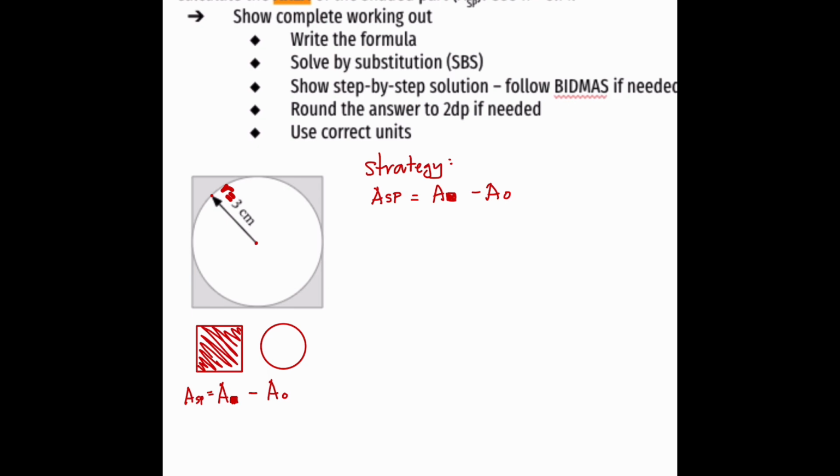Now, let's talk about formulas. Okay, what do you know about the formulas? We know that the formula of the square is s squared. Area of the square is the side squared minus area of the circle, pi r squared. Okay, but if you look at our circle, you can see we only have the radius. Where do we get the side of the square?